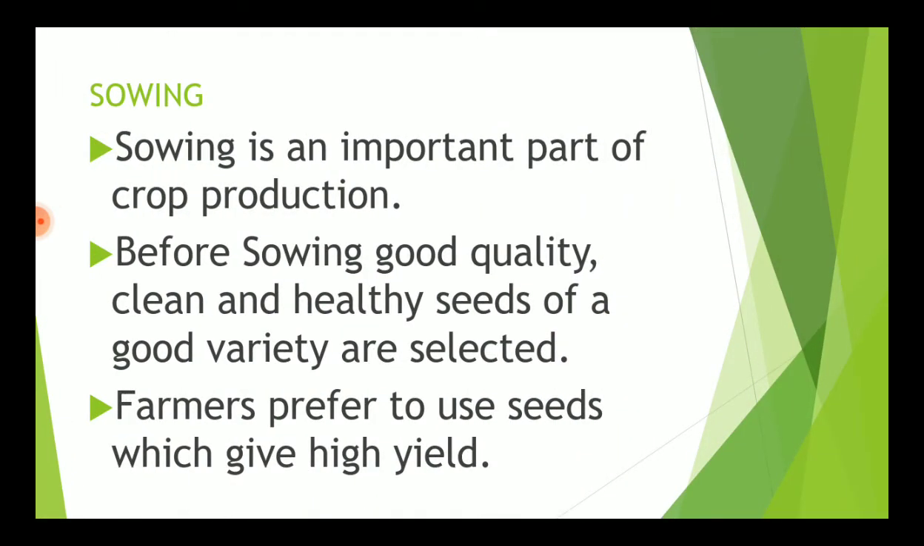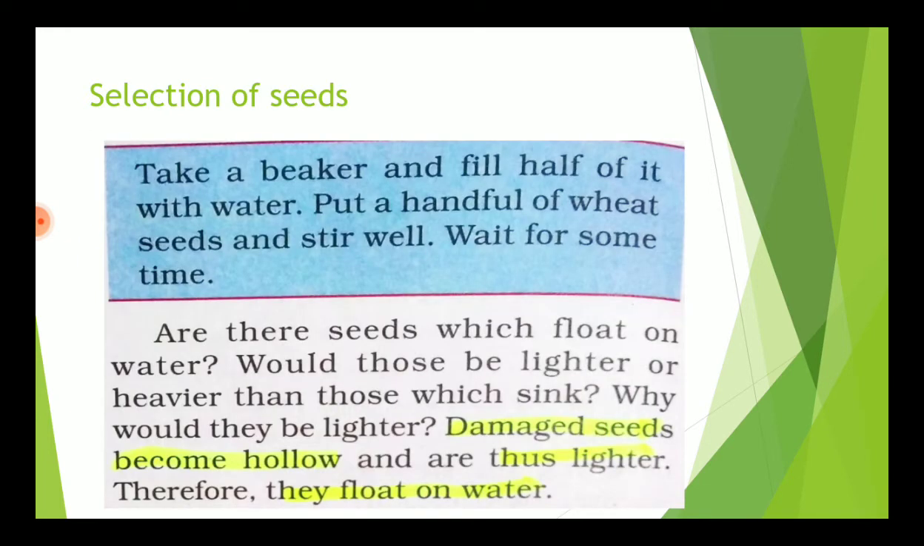Sowing. It is an important part of the crop production. Before sowing, good quality, clean and healthy seeds of a good variety are selected. Farmers prefer to use seeds which give high yield.